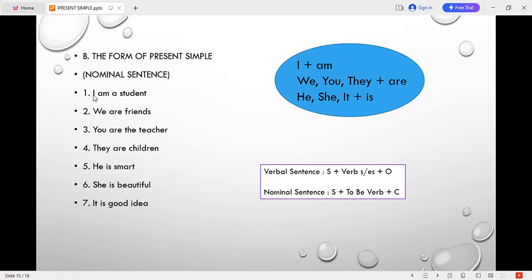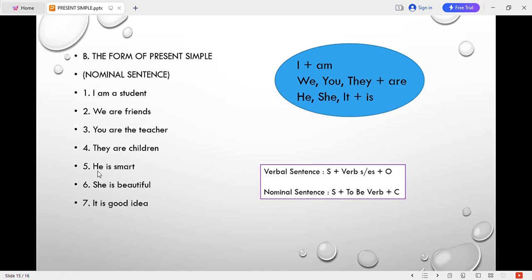If the subject is I, the to be verb is am. If the subject is we, you, they, or any plural subject, like the fruits, the children, the students, not a singular subject, you have to put are. Let's put the nominal sentences together to make them better understood, numbers 5, 6, and 7.